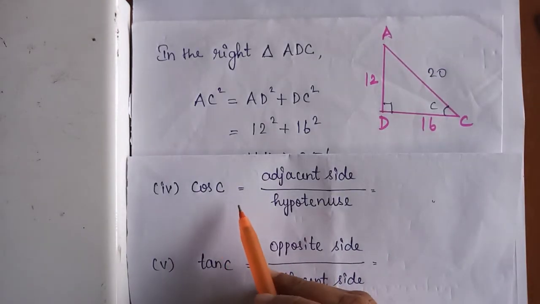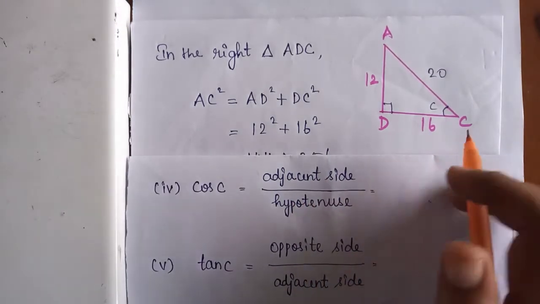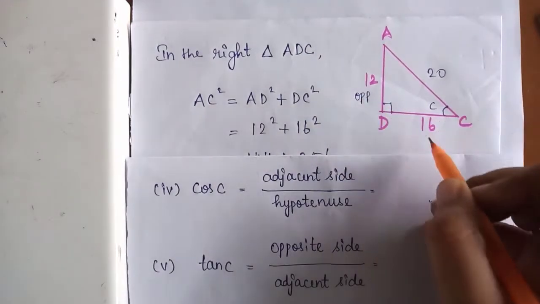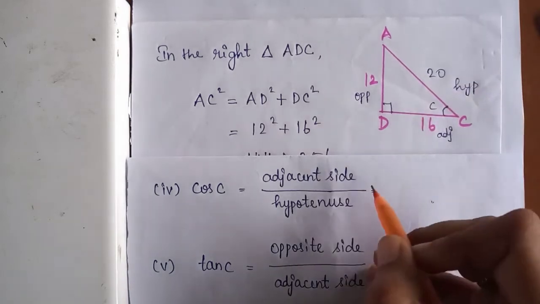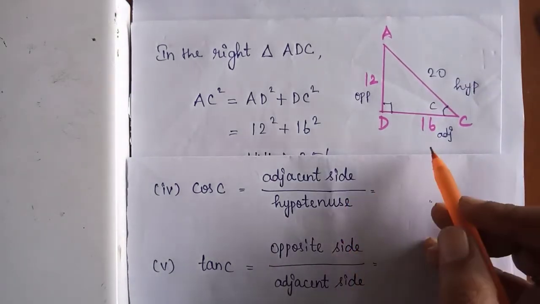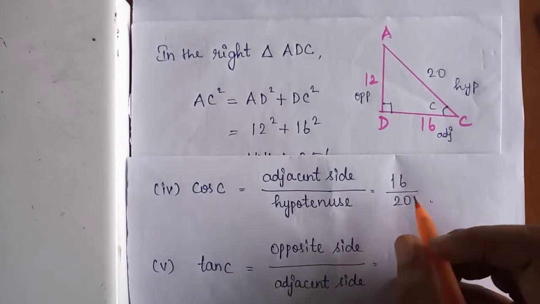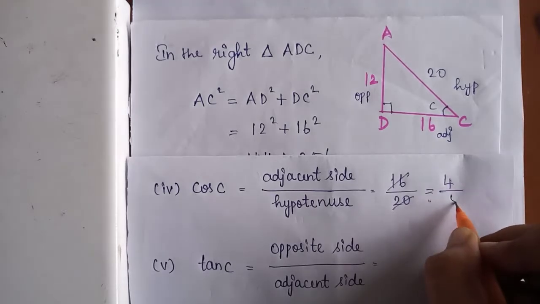So for finding cos C, cos is adjacent by hypotenuse. Here this is the theta value. So this is your opposite side, this is your adjacent side, and this is your hypotenuse. So adjacent side by hypotenuse, that is nothing but 16 by 20. If we simplify, we get the value 4 by 5.